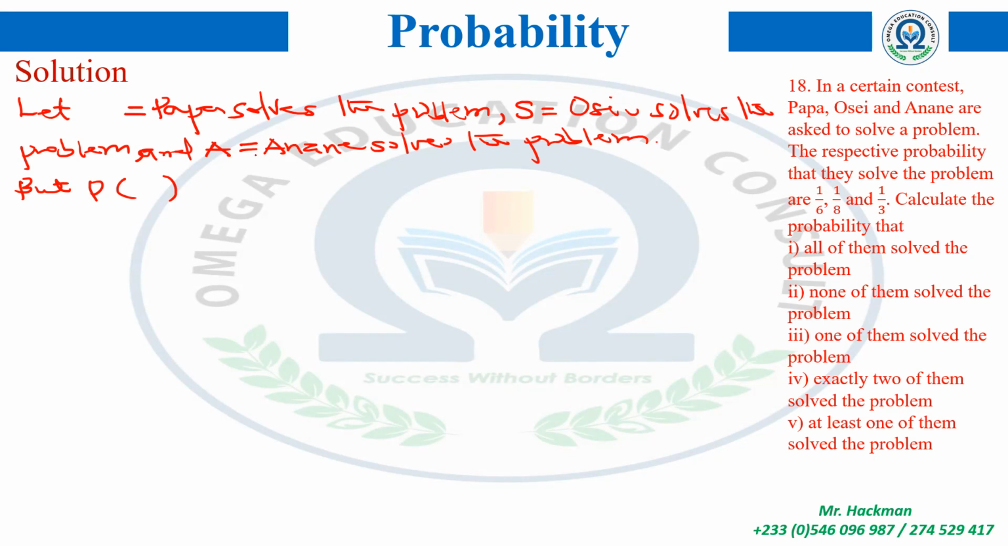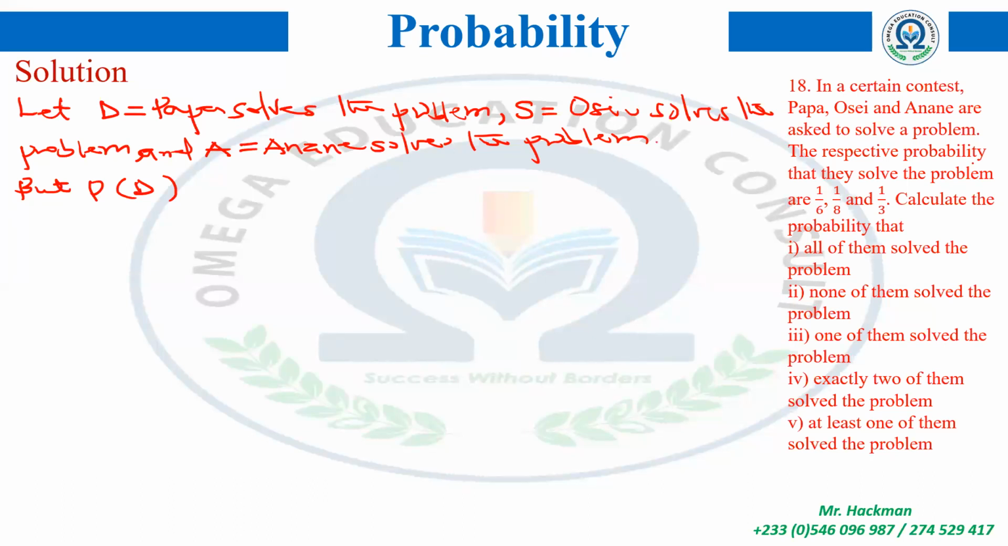D. Come again. D. Did you say D or B? D. D. Okay, all right. So you said D, so we are going to use D. So this will be P of D. That is, the probability that Papa solved the problem.